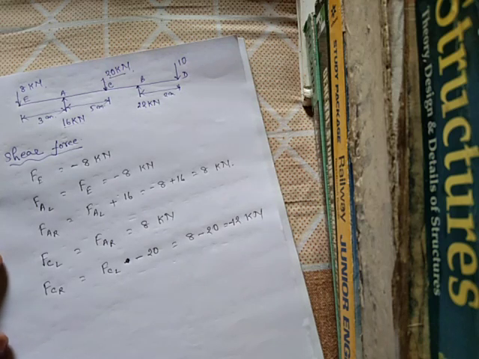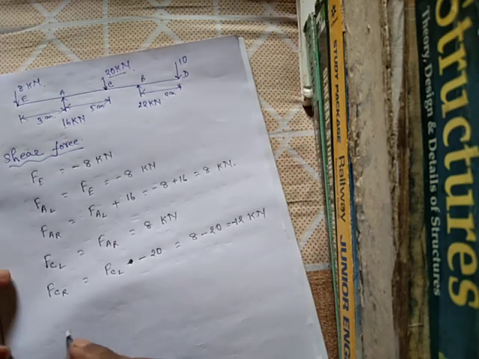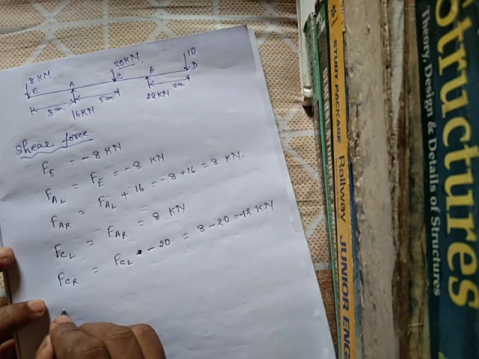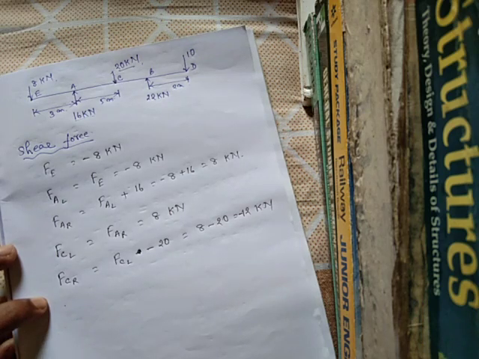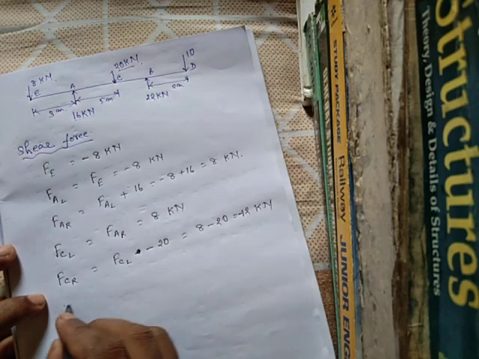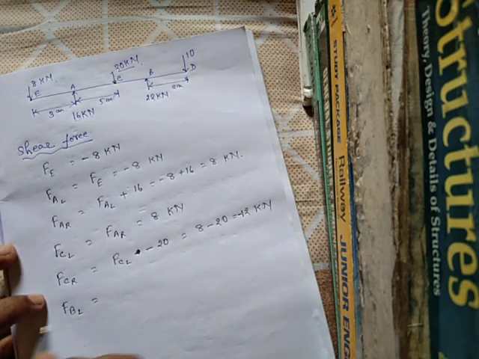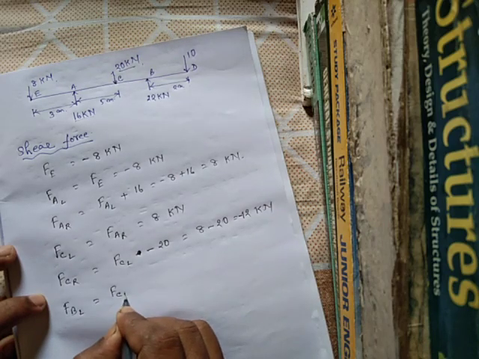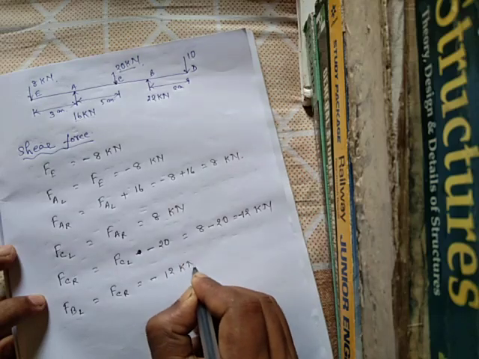Now find out the shear force at point B. Point B has two shear forces, just to the left of B and just to the right of B. The shear force at B just to the left will be the shear force at C just to the right, which is minus 12 kilonewton, as we already defined.